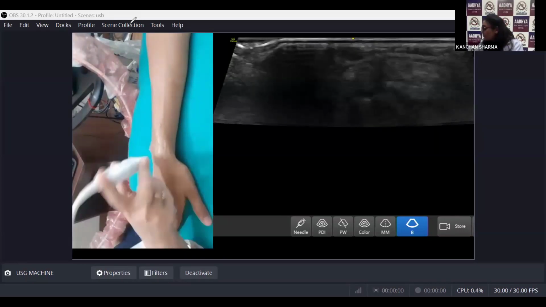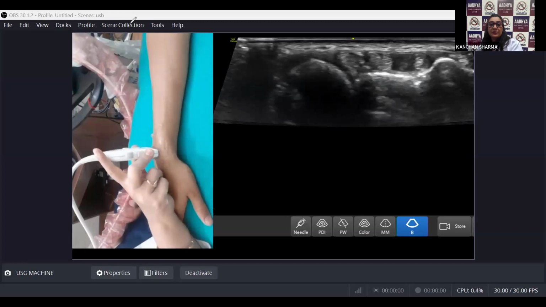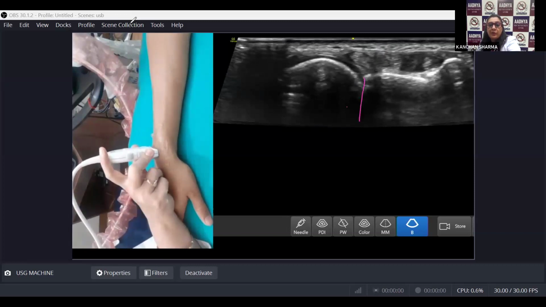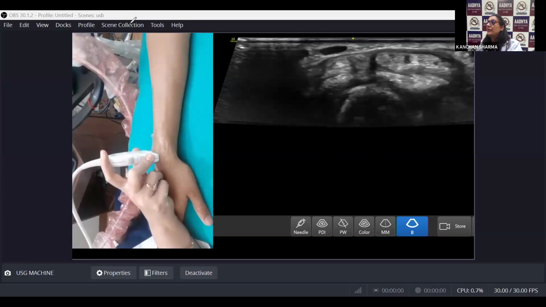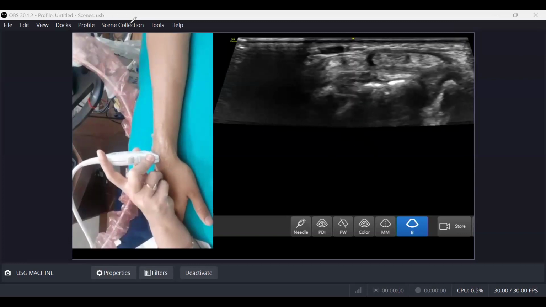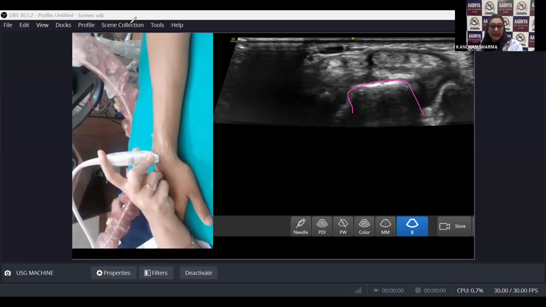The same holds true for the dorsal aspect also. So this is our joint. Now from the joint, if I'm going to move, one mountain will appear. This mountain has to be the lunate. So see, I'm moving down. Yes, so this bone has come. This is my lunate, right?